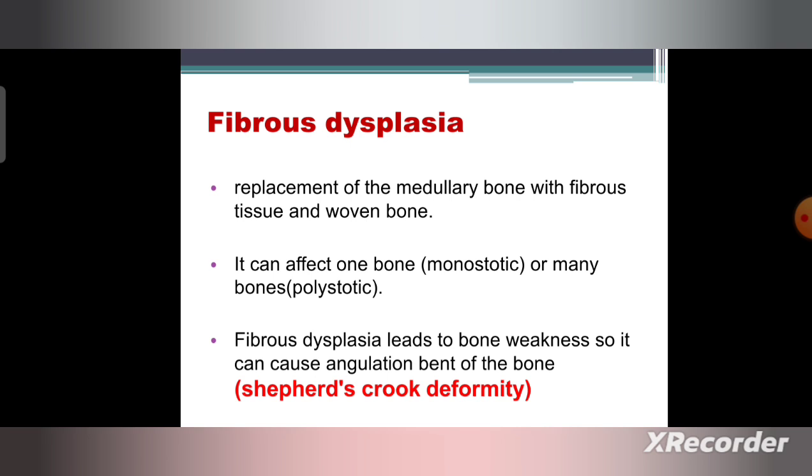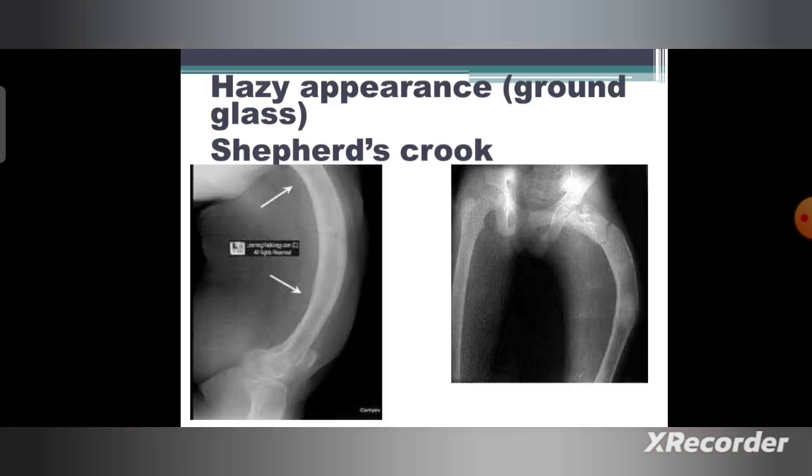Fibrous dysplasia leads to bone weakness, so it can cause angulation, a bend of the bone, which is known as Shepherd's crook deformity. As this figure shows, the hazy or ground glass appearance of Shepherd's crook deformity is seen in the femur bone. There is an angulation, a bend of the femur bone.